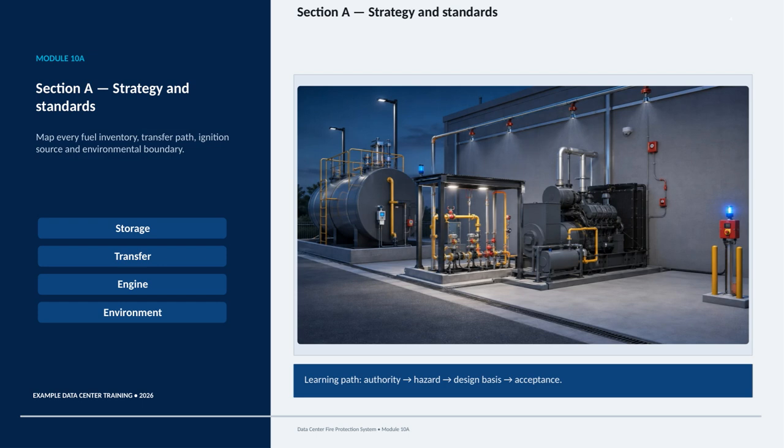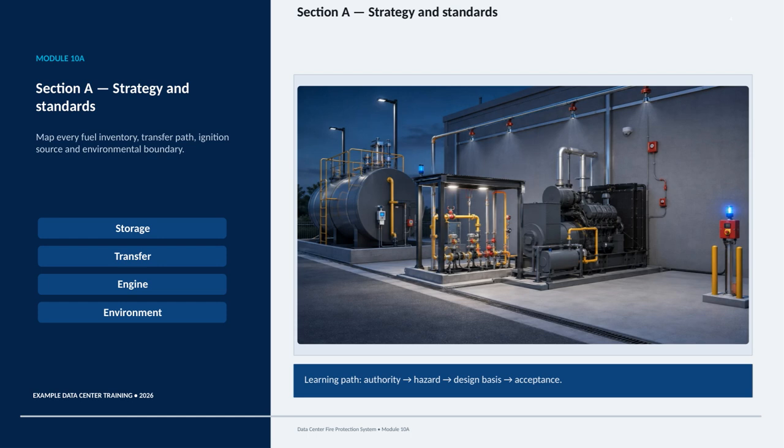The slide organizes that review into 4 connected areas: storage, transfer, engine, and environment. Storage considers where fuel or combustible materials are present. Transfer focuses on how materials, energy, or hazards can move through the facility. Engine identifies the equipment or process that could create an ignition source. Environment captures the surrounding conditions and boundaries that affect the hazard.